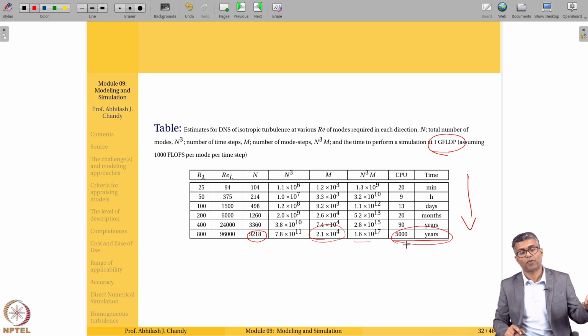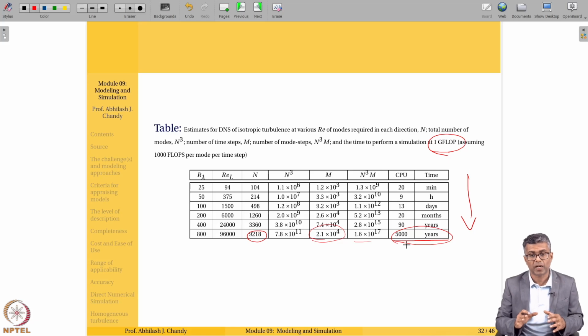So this data is of course from 25 years ago, but we still can use this to make an estimate of how long it will take for the DNS calculations. So I hope that was clear.